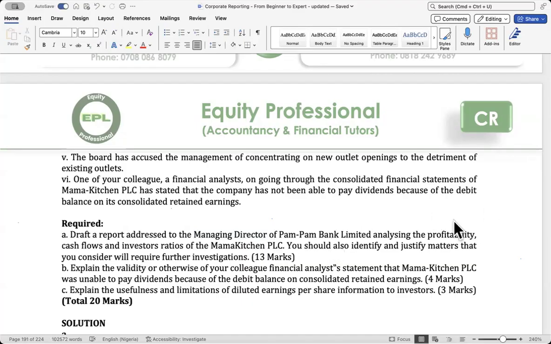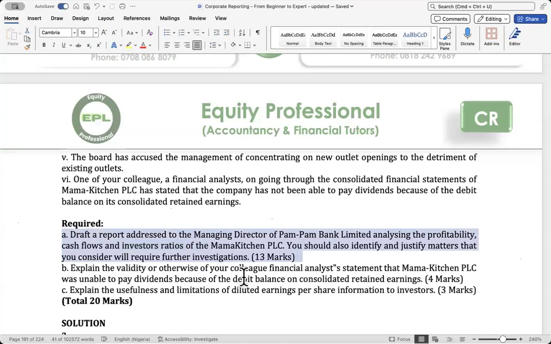And they want us to analyze profitability, the cash flows, and investors' ratios of Mama Kitchen PLC. And you should also identify and justify matters that you consider will require further investigation for 13 marks. So that was around 22 minutes or thereabout for you to quickly get 13 marks from here.